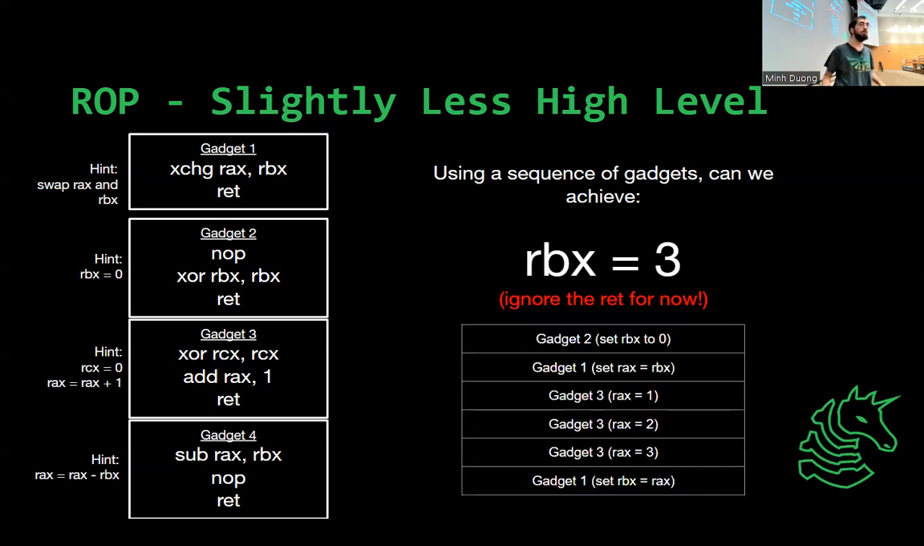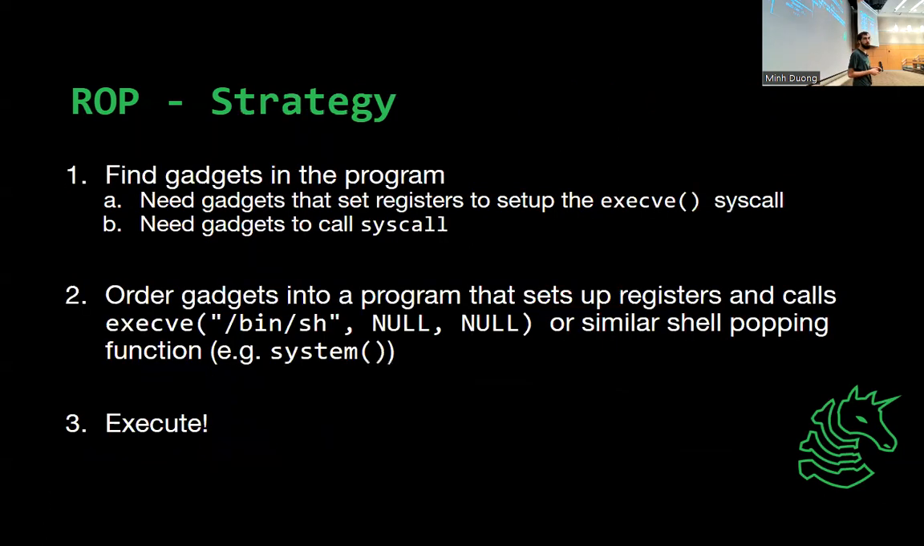So if you didn't hear that, we first set RBX to 0, so we now have a number that we know that we're working with. We swap RAX and RBX, so now RAX is 0. We increment RAX 3 times, and then we swap them back to get RBX equal to 3. So that effectively is what ROP is trying to do. We have these gadgets of assembly, which are terminated by these little ret statements, and we're trying to organize them into a meaningful program.